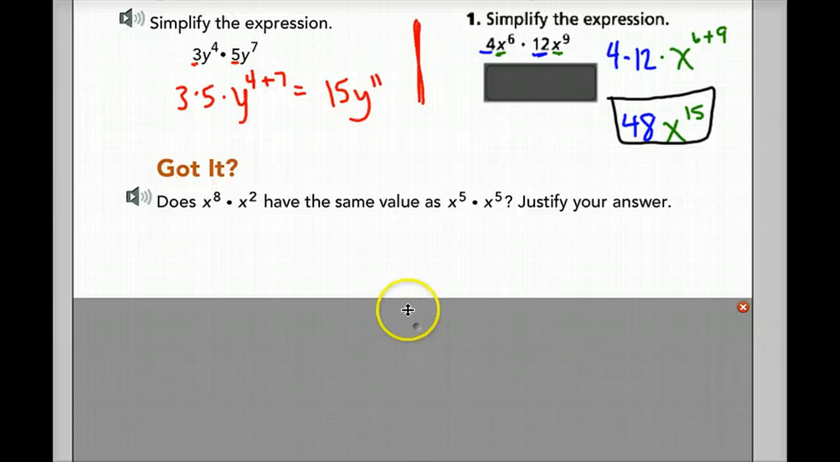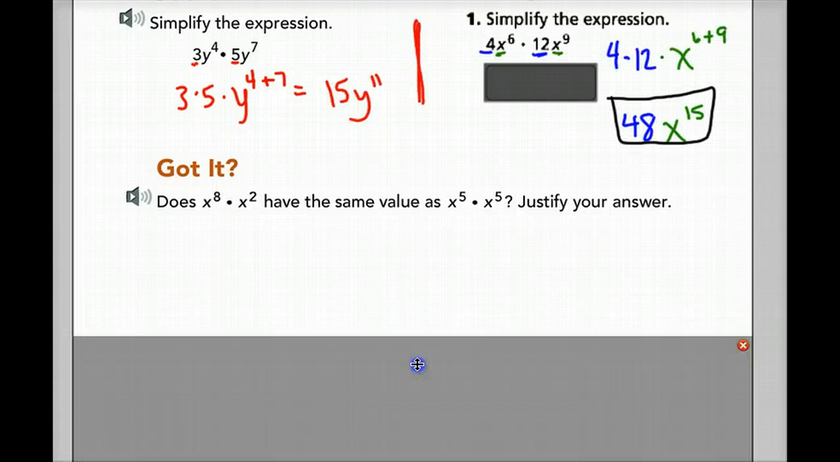It says, does 8 to the 8th power times 8 squared have the same value as 8 to the 5th times 8 to the 5th? Justify your answer. Well, how we're going to justify this is we're just going to show our work. So we know 8 to the 8th times 8 to the 2nd gives us x to the 8th times x to the 2nd gives us x to the 10th, because we add our exponents.